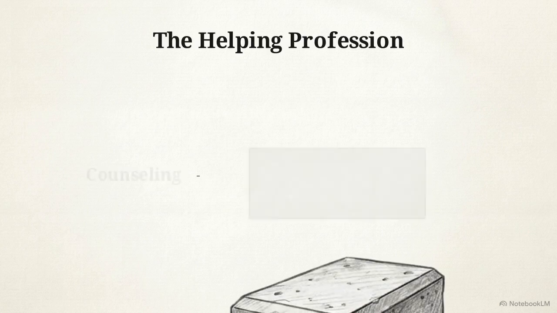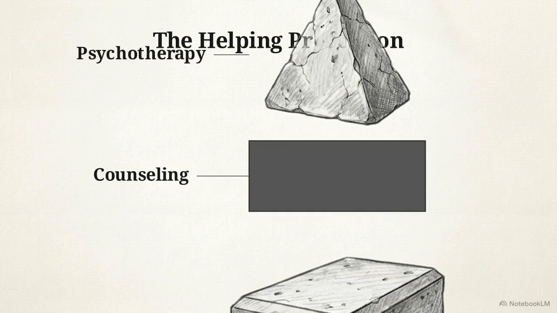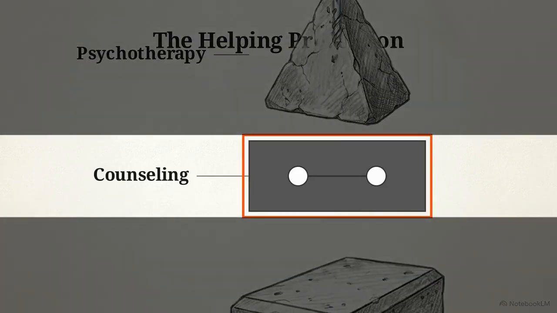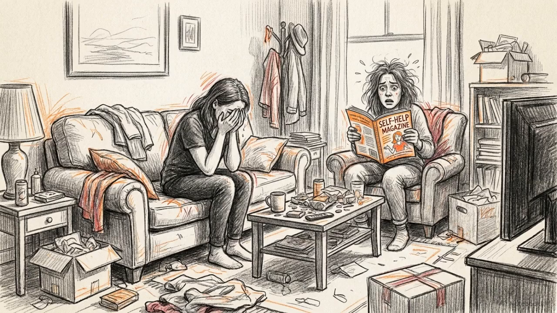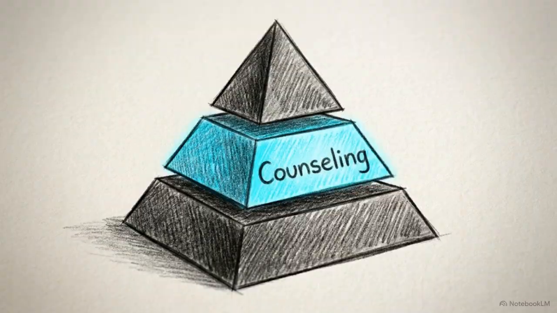The helping profession is divided into 3 levels: guidance, counseling, and psychotherapy. Guidance is the broad foundation for holistic growth. Counseling is the professional middle tier, resolving specific, active problems. Psychotherapy is the peak, targeting severe, deeply embedded psychological issues. Crossing these tiers without the correct training constitutes a professional failure and a danger to the client. For our matrix, we are focusing exclusively on the mechanics of the middle tier, counseling.